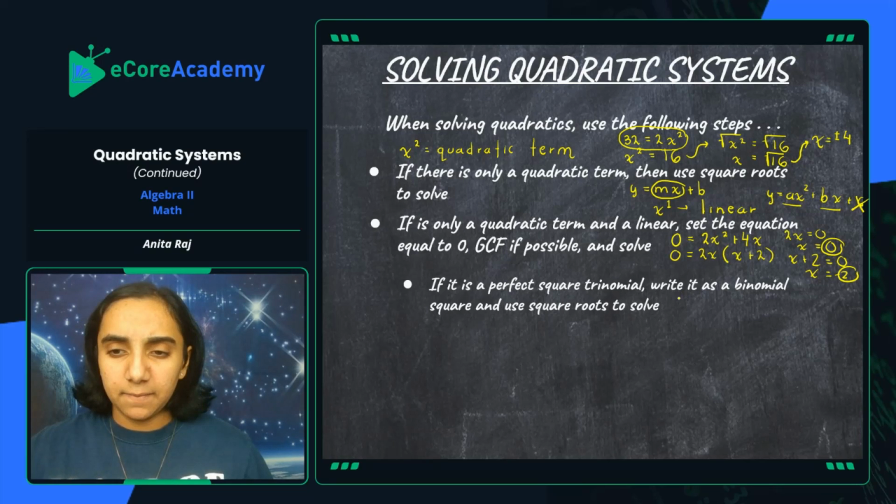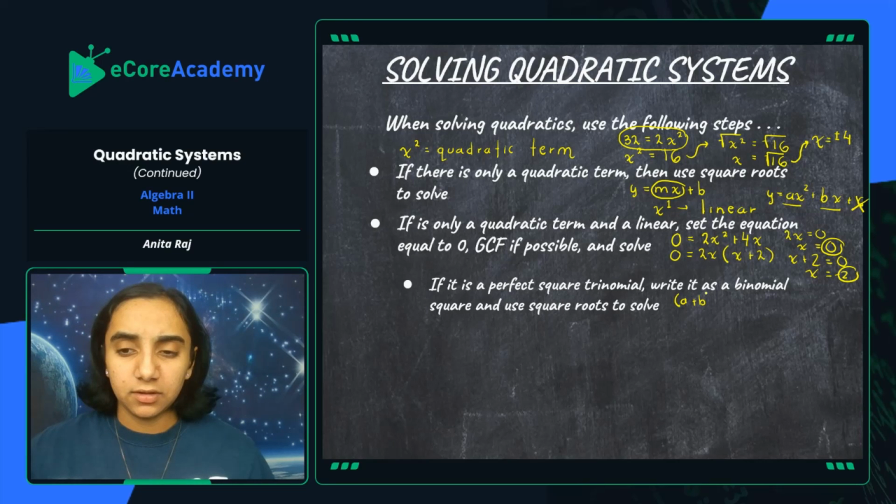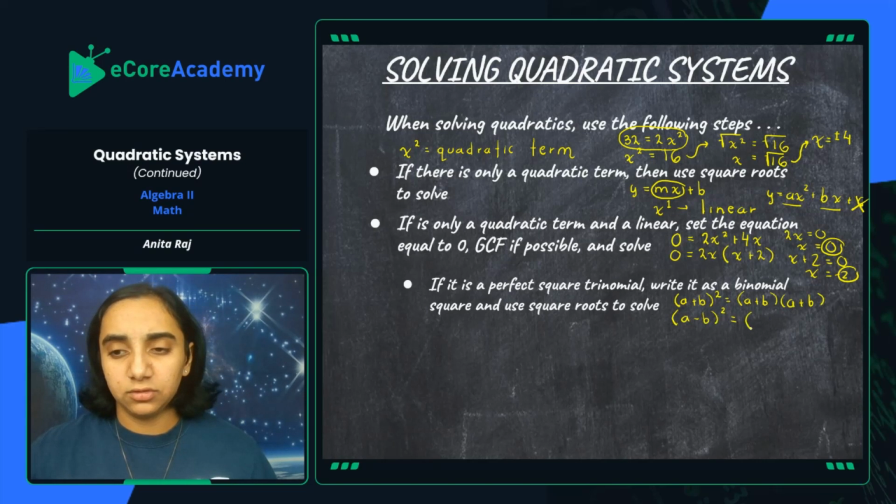So a plus b squared is equal to a plus b times a plus b. And then you could have a minus b squared is equal to a minus b times a minus b.